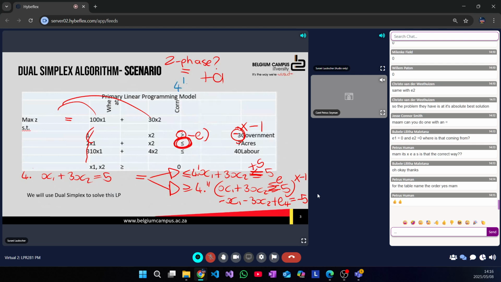So for part 1, let me just write it out for you quickly. When you put it in a table, it's going to be x1 plus 3x2 plus s4 equals 5. For part 2, it's going to be negative x1, negative 3x2 plus e4 equals minus 5. And then you're going to just do exactly like we did just now. So that's the only difference, is you're going to have two parts.